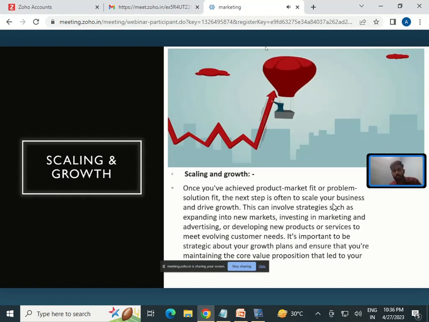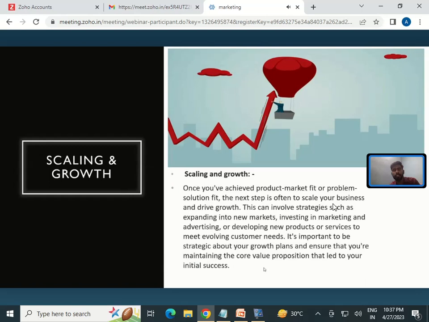So again, this strategy includes expanding into new markets, investing in marketing, advertising, and deploying new products or services to meet evolving customer needs, right? First, you will research before shifting to a market, to see what the needs are. It's important to be strategic about your growth plans, exactly how you're going to grow. That plan should be very clear, even if you are leading your company in that scaling up method, right? And ensure that you are maintaining a core value proposition that led to your initial success. Easy, very straightforward, I guess.